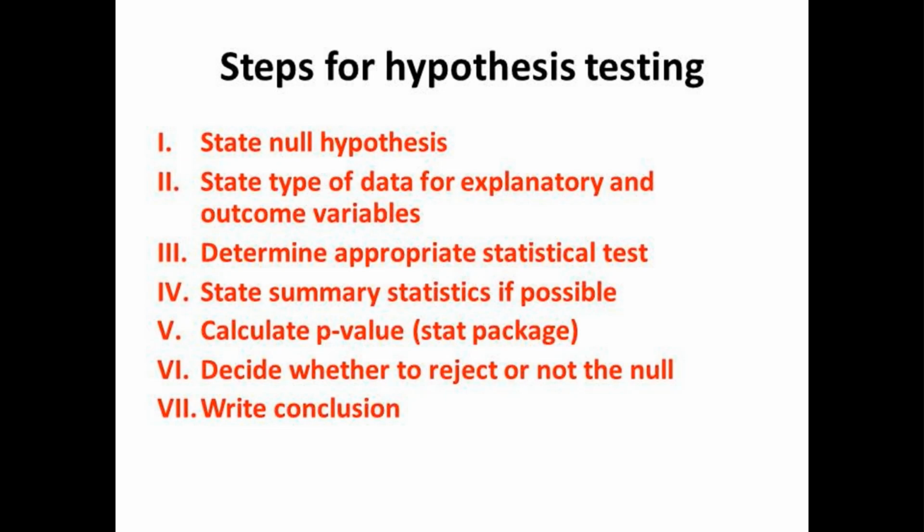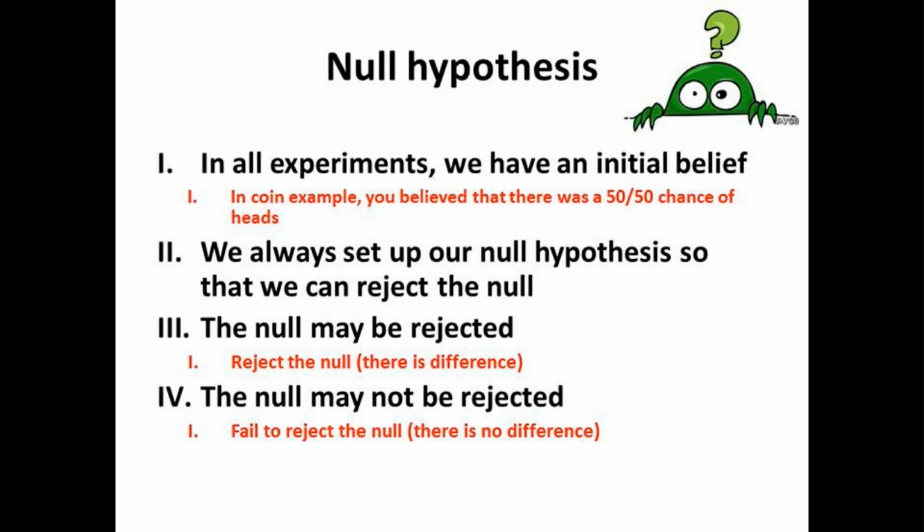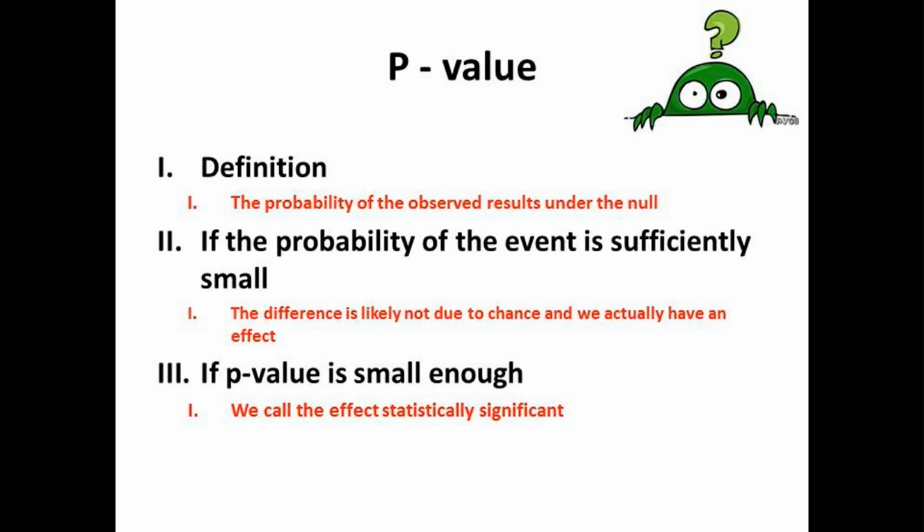And always you need to set up the null hypothesis, and that can be rejected. The null hypothesis can be rejected when there is a difference, and may not be rejected when there is no difference between your groups. The definition of the p-value concerns the probability of the observed results under the null, and if the probability of the event is sufficiently small, the difference is likely not due to chance, and we actually have really an effect. The p-value is small enough.